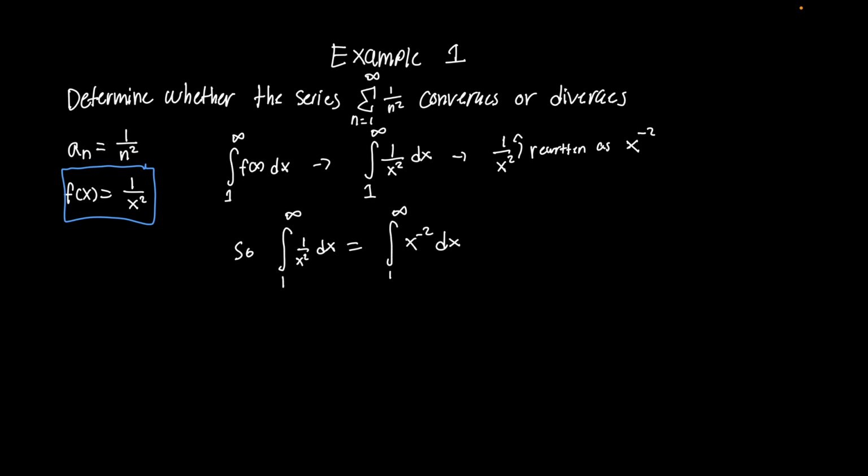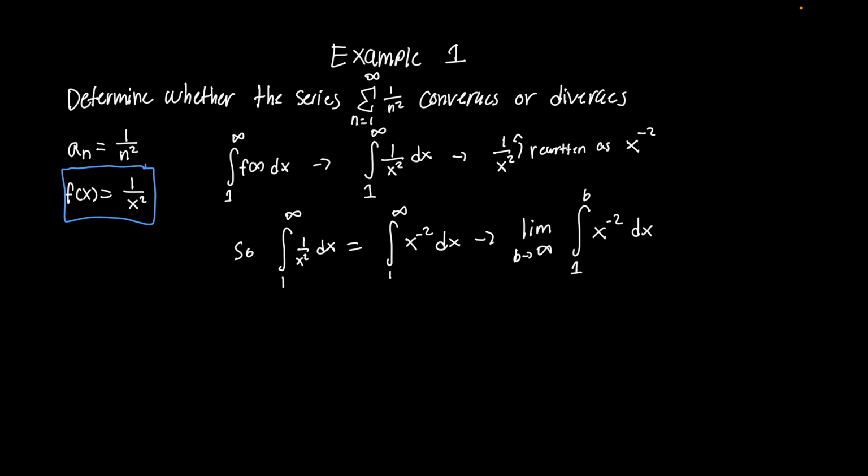Now, you should know from your earlier units in calc that this is an improper integral, so you do have to rewrite this as a limit. So how do we do that? We're going to rewrite this as the limit, remember, we use the term b, as b approaching infinity of the integral from 1 to b of x to negative 2 dx.